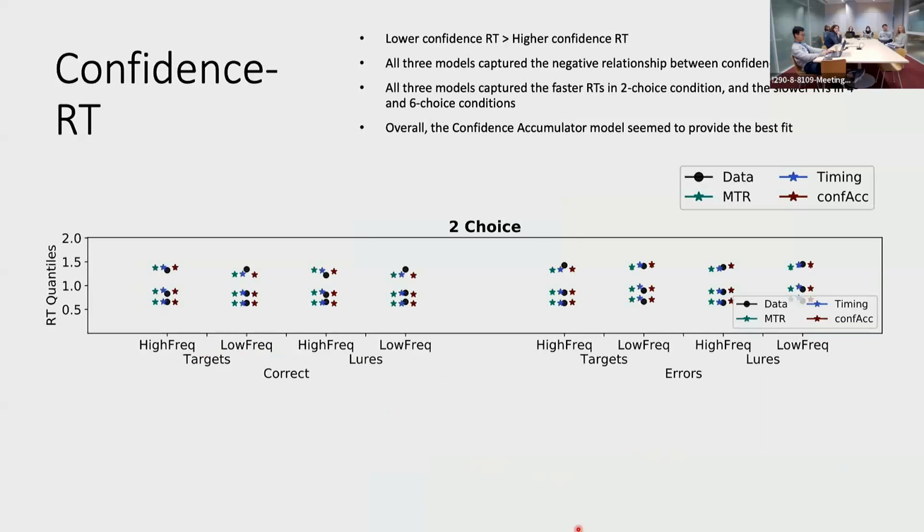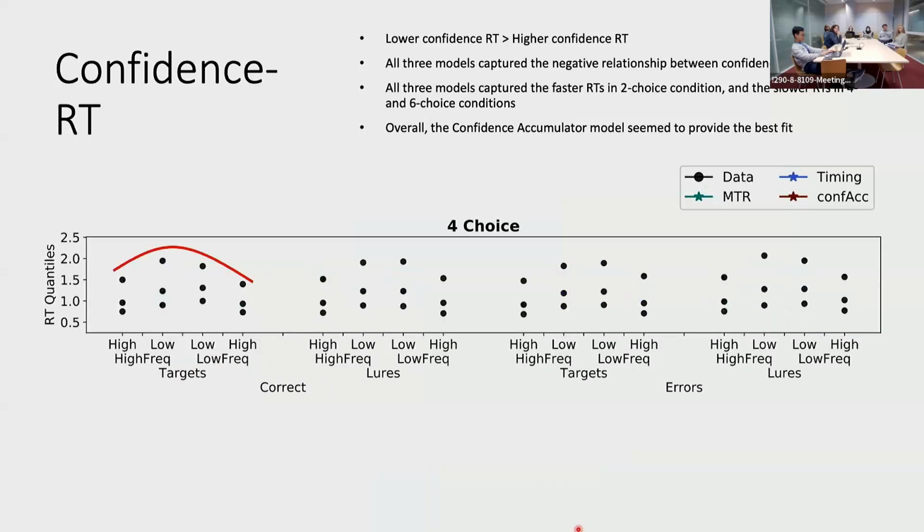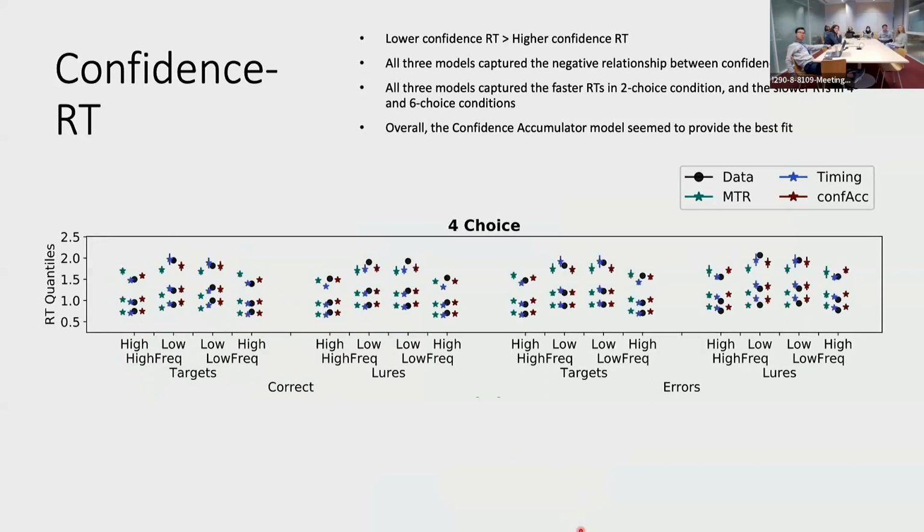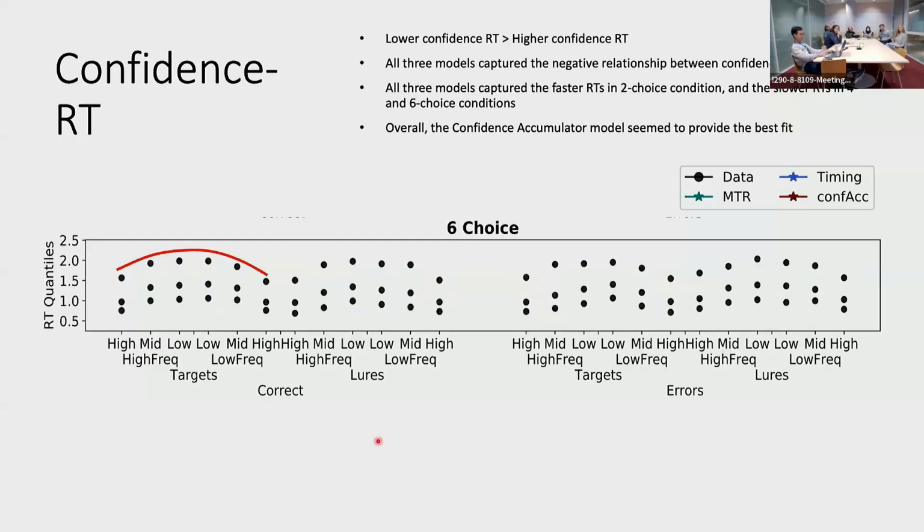In the four-choice condition, consistent with the literature, we observe faster RTs for high confidence responses. So you get to see this bowing effect here. The three models were also able to capture a negative confidence-RT relationship. In the six-choice condition, again, you see the bowing effect.